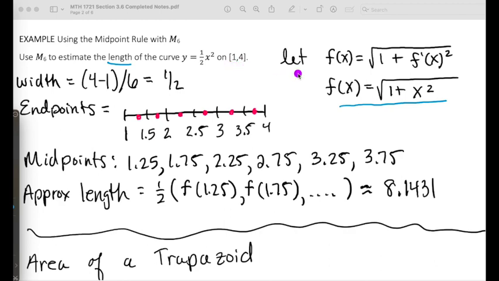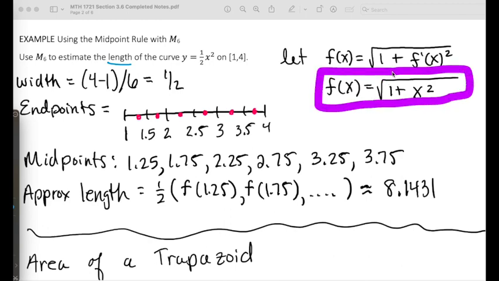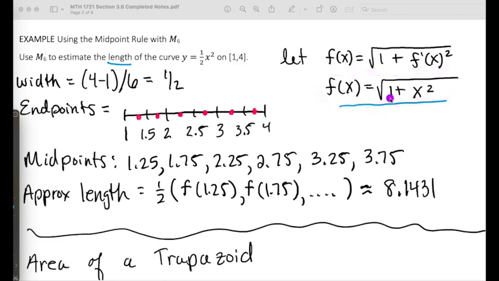So if you recall, what we need to do to find the arc length is find the square root of 1 plus the derivative of the function squared, and then integrate it over the interval. So in this case, our function is 1/2 x squared, so I'm going to take the derivative of this, which would just be x, and I square it, so that's going to go in here. So the function that we're going to use to find the length of the curve from 1 to 4 is the square root of 1 plus x squared.